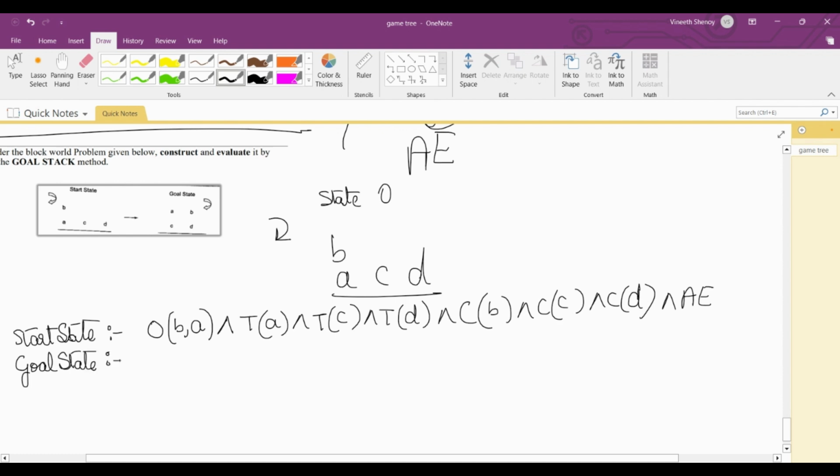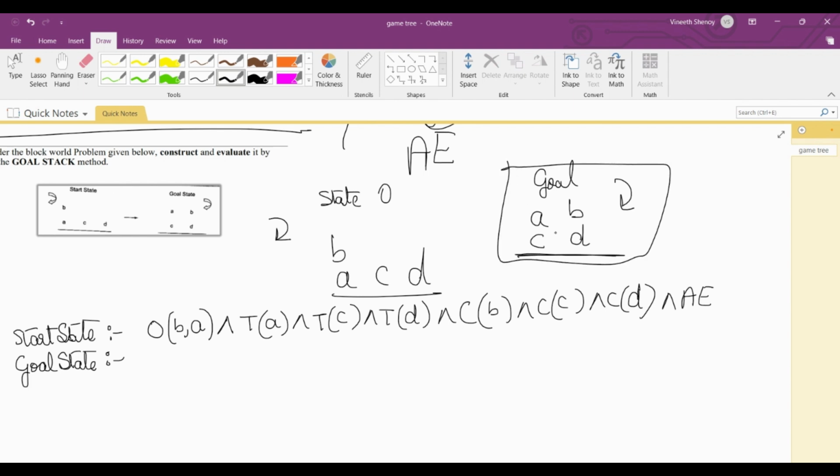Okay, our goal state we can see here. Our goal state that we want to achieve is block A must be over block C, block B must be over block D, and the arm must be empty. And this is the table. So this is our goal state. So what can you observe in the goal state?